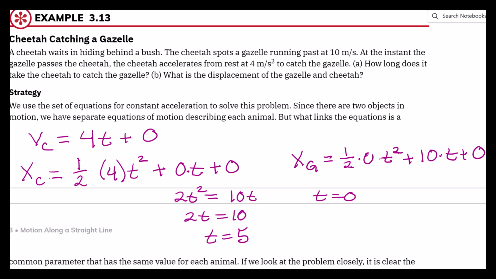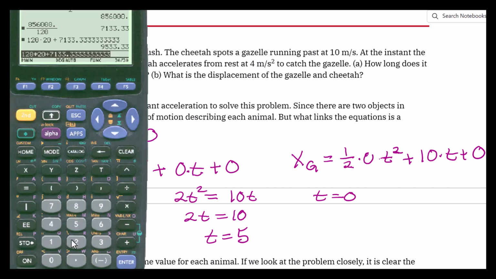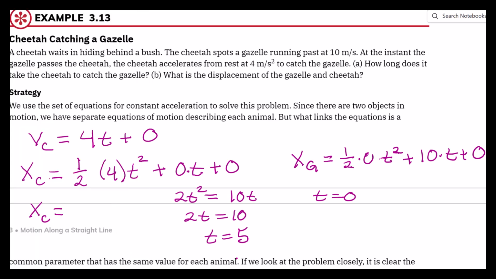And in that amount of time, the cheetah travels 1/2 times 4 times 25 divided by 2. Wait, hold on. Why did I say that? I said 2t squared. The distance is 2t squared, not half t squared. So the distance is 2 times 25, which is 50. And the distance by the gazelle is 10 times t, which is 50. So they each are going 50 meters.